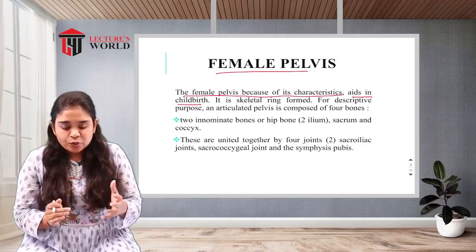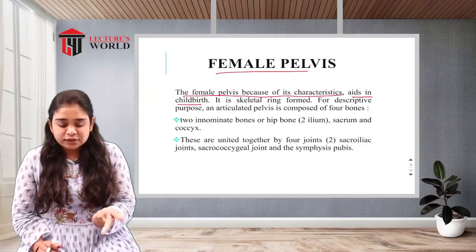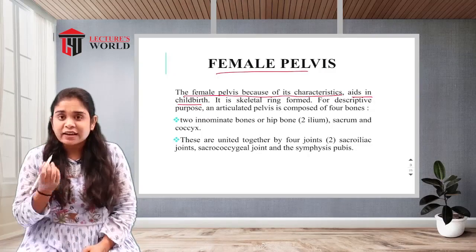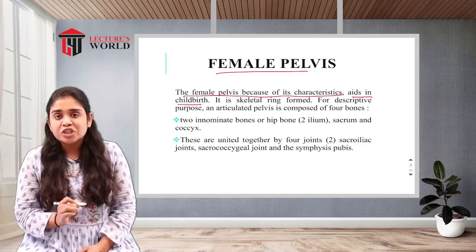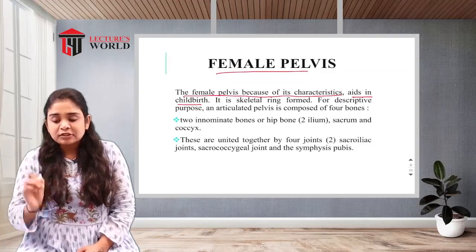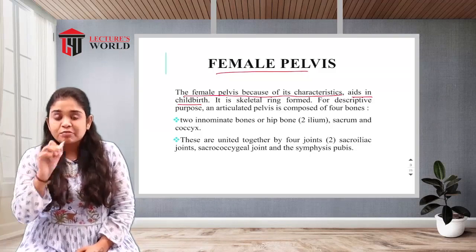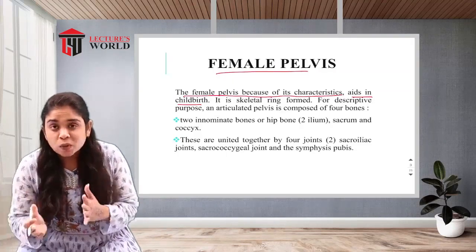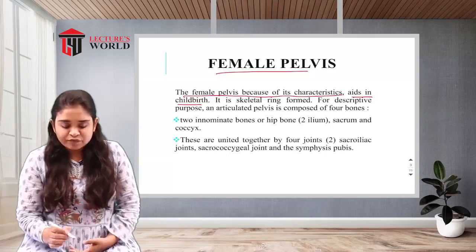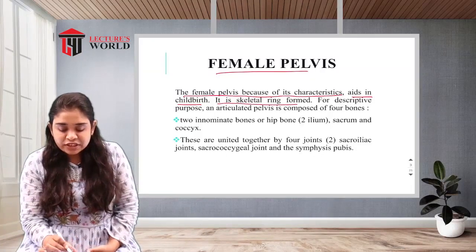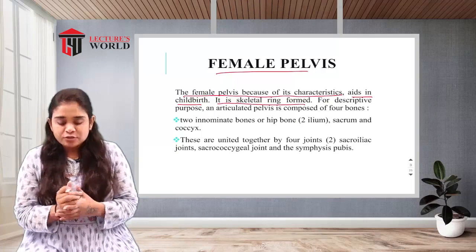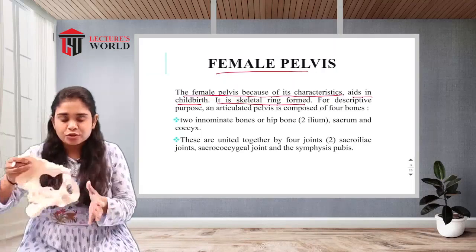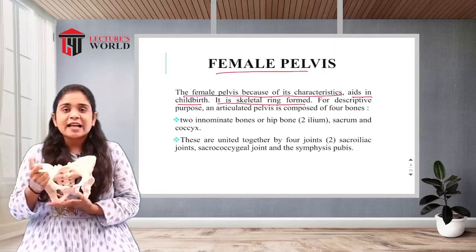Okay. So as it has been written, the female pelvis, because of its characteristics, aids in childbirth. During childbirth, the bone of this female pelvis is going to help. Then it is a skeletal ring formed. I have the bone here also. So as you can see, this is the skeletal ring.